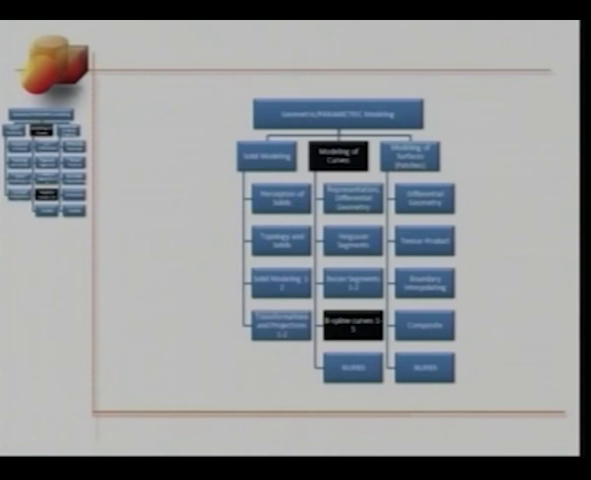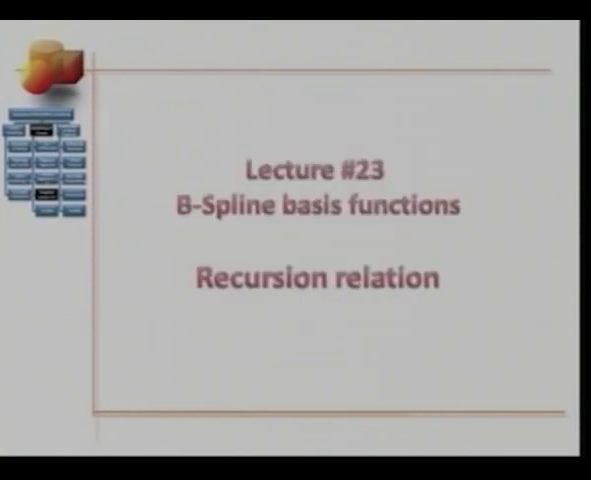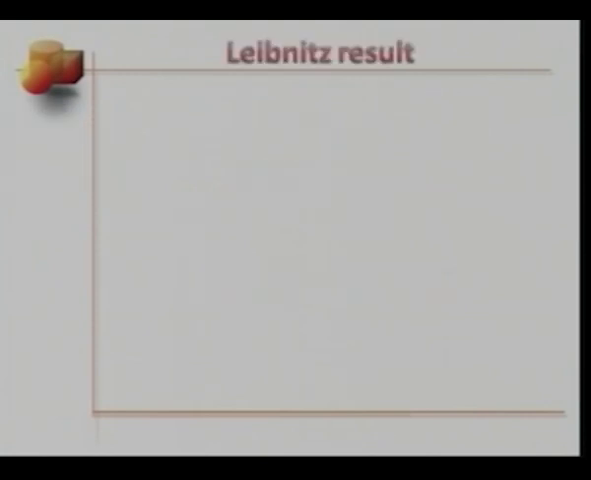We continue with our discussion on B-spline basis functions, and today we'll try to derive the recursion relation for that. This is lecture number 23. A lot of books directly start with the recursion relation. We'll try to prove the recursion relation for B-spline basis functions. We start with Leibniz result.